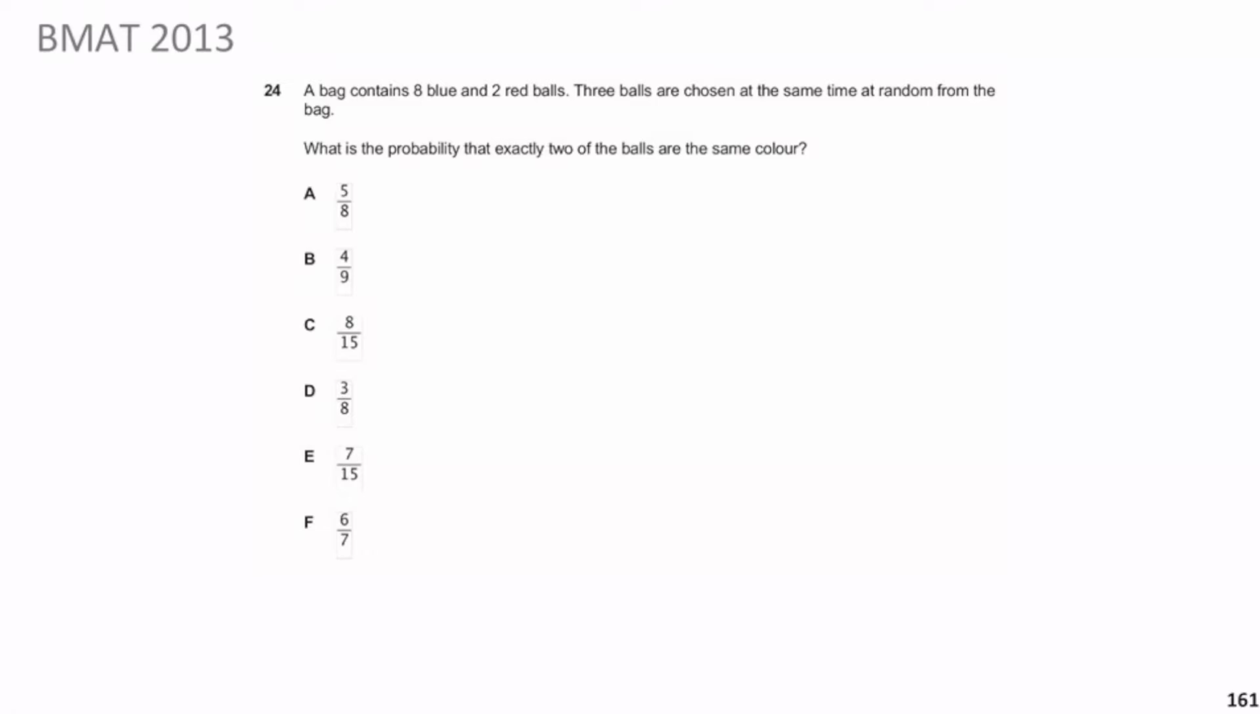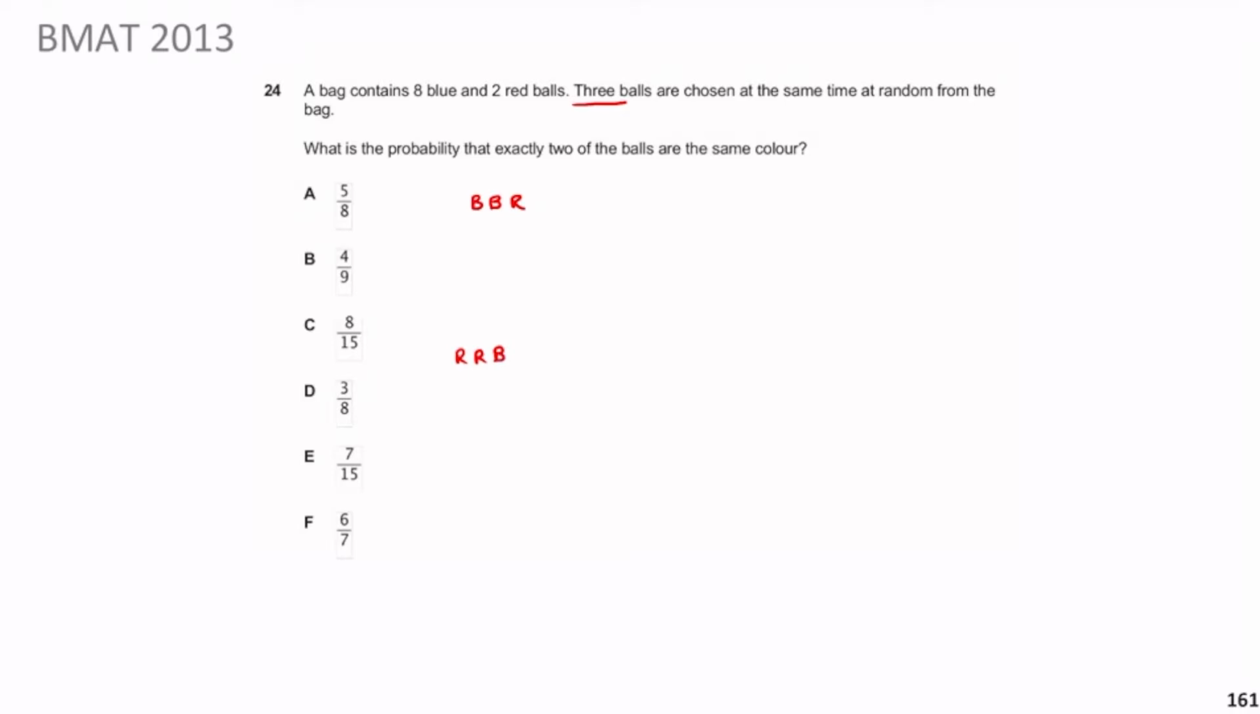Okay, guys, so let's go over this. We're basically selecting 3 balls, and we want to work out the probability that exactly 2 of them are the same color, right? So if 2 of them are the same color, you can either have 2 blues and a red, or you can have 2 reds and a blue. Those are the only two situations you can have.